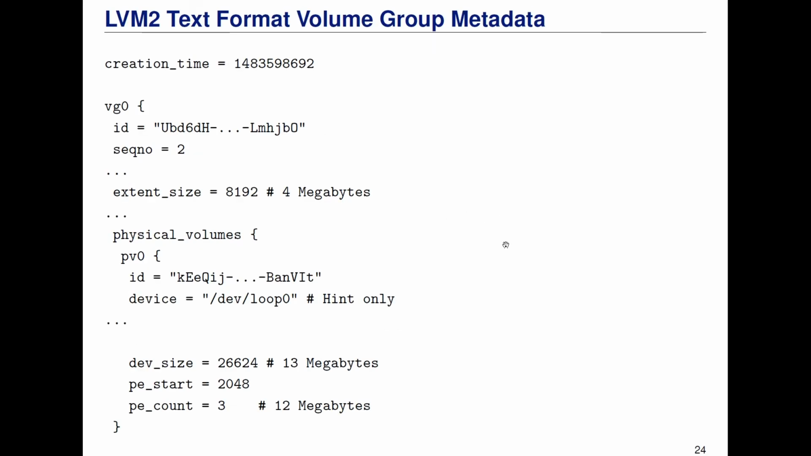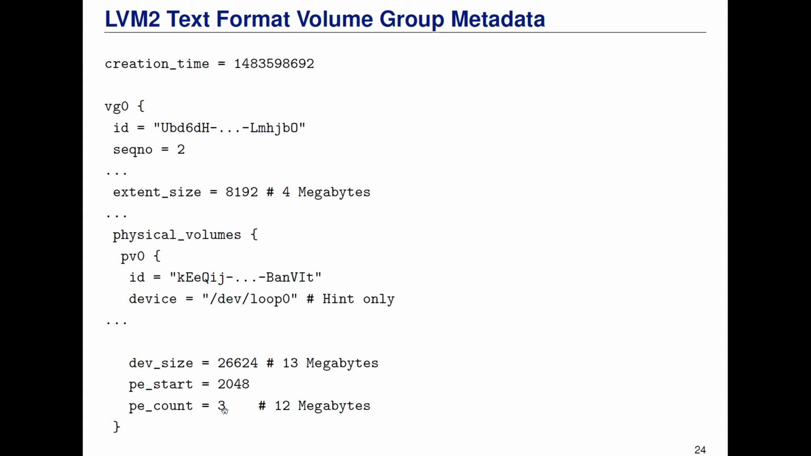Then here we see quickly the text format. We have an ID, which is unique. We have this sequence number, which is increased every time it changes. We have an extent size, which is by default 4 megabytes, so this is in blocks, 512 byte blocks. And then we have the physical volumes, again with the unique identifier, which you can find in the metadata region, the device size, again in blocks, and the start and the PE count. This is again in 512 byte blocks, so it's 1 megabyte, and how many physical extents we have here.